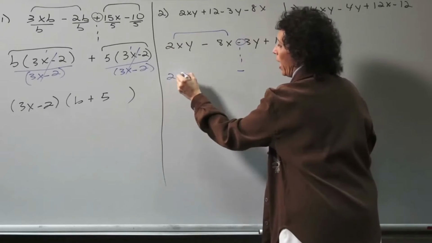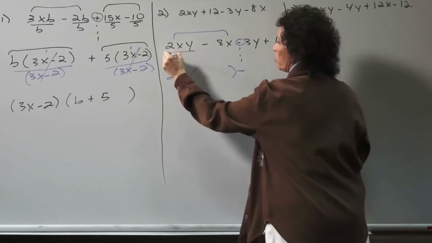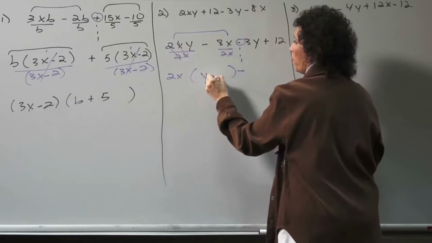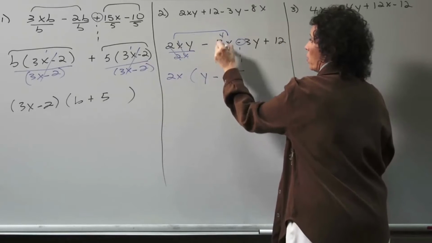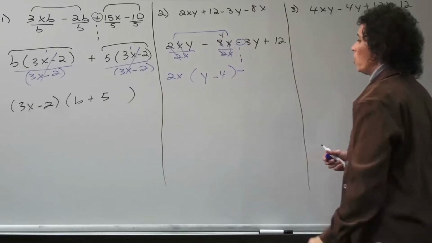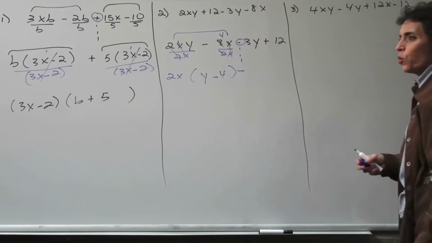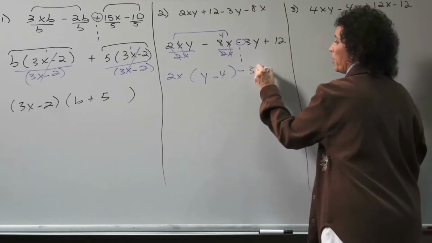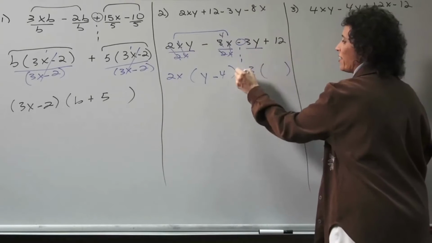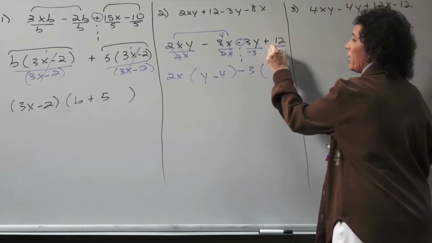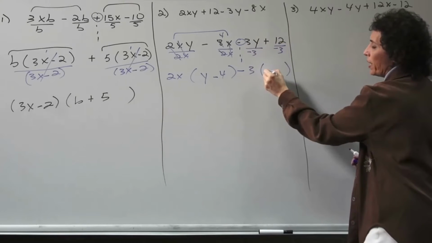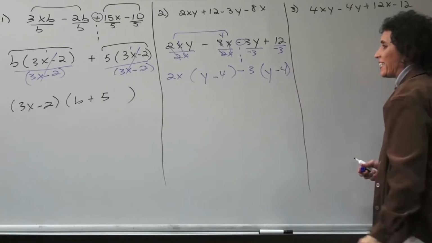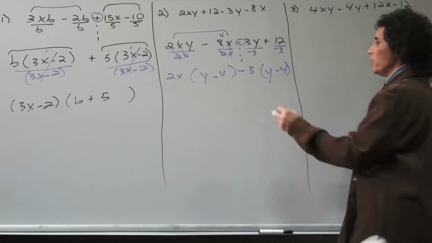GCF is 2x. Make a big set of parentheses. Divide by 2x. We get y minus 4. Okay, I think we got a winner, chicken dinner. Here we go. There's a 3 in common here. We make a big set of parentheses, but it is a negative 3. Negative divided by negative is a positive y. Positive divided by negative is a negative 4. Yes! All right, there's the deal.